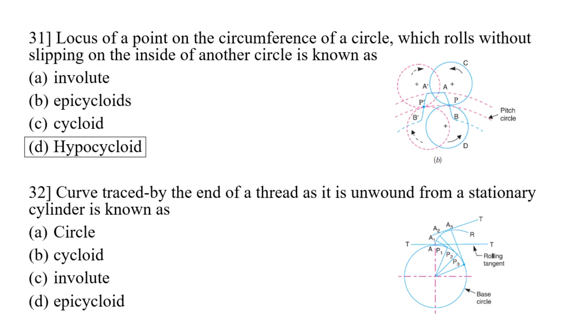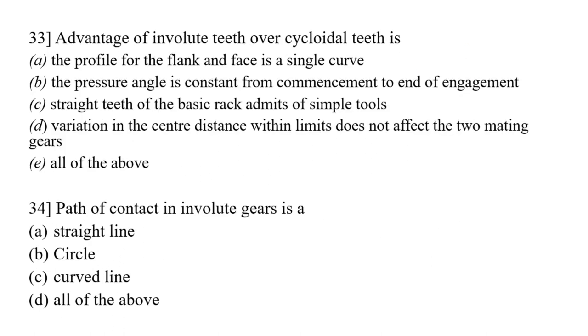Then by joining the points A, A1, A2, A3, we get one curve, and that curve is called an involute curve. Remember, this curve is called an involute curve, and by joining this curve we form the involute tooth profile. Next, the advantage of involute teeth over cycloidal teeth: there are many advantages and disadvantages of both, but in this we'll see the options.